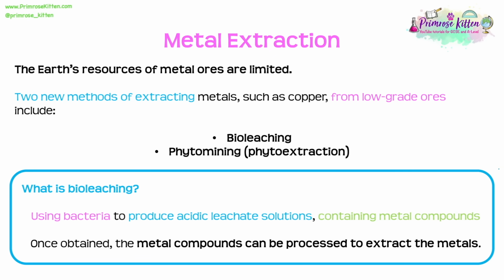What is bioleaching? Bioleaching is using bacteria to produce acidic leachate solutions which contain metal compounds. Now, once we obtain this metal compound, we can process it to extract the metals.